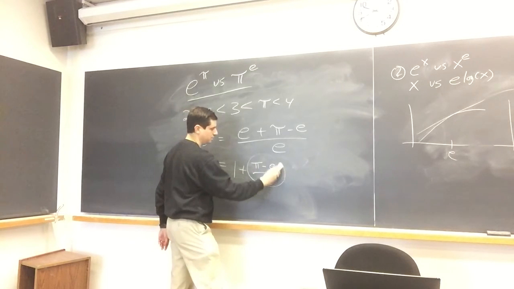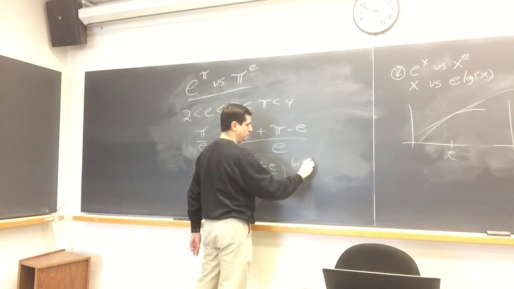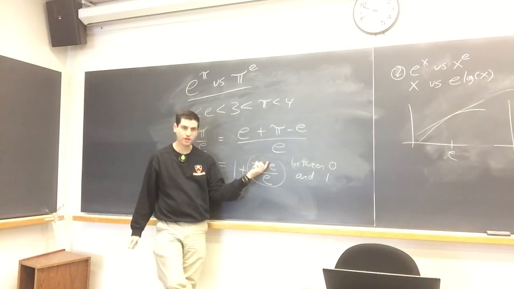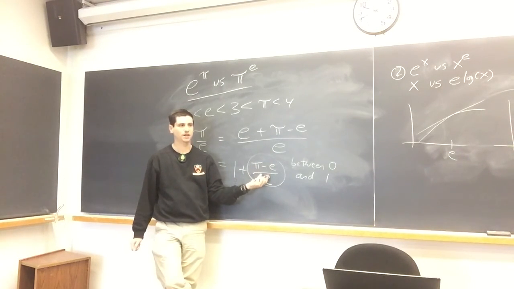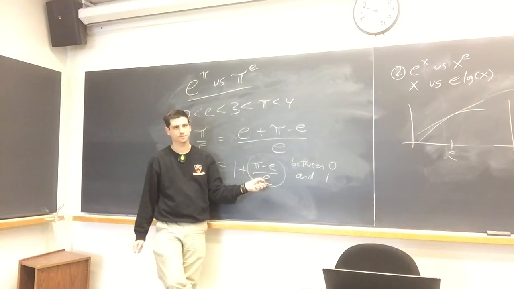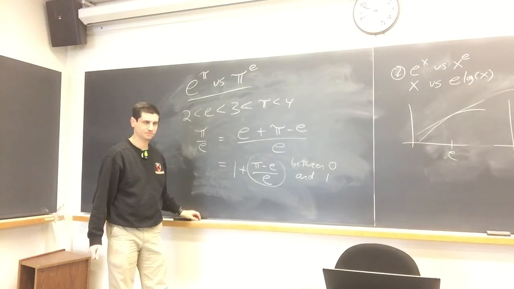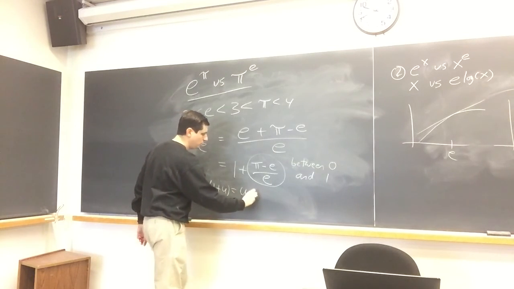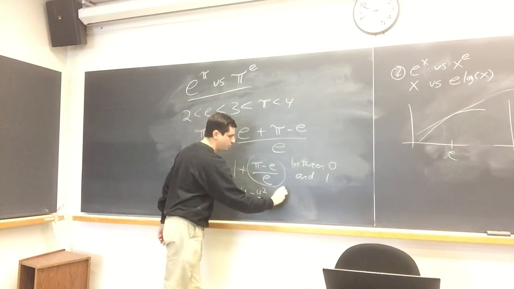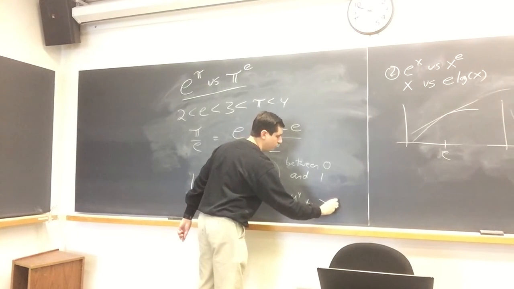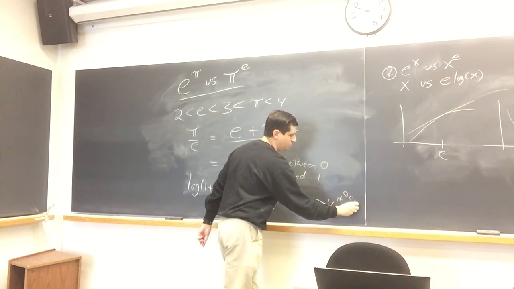And this quantity here is between 0 and 1. Pi is greater than e, so this is positive. And pi minus e over e is not going to be as large as 1. Because this is at most 4 minus 2 over something greater than 2. So this is a number between 0 and 1. And I'm going to use that the log of 1 plus u is u minus u squared over 2 plus u cubed over 3 minus u to the 4th over 4, and so on, which is greater than u if 0 is less than u is less than 1.